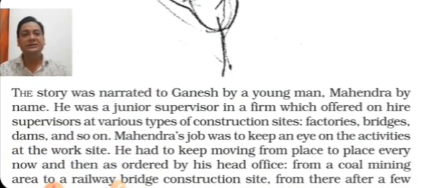The story was narrated to Ganesh by a young man, Mahindra by name. He was a junior supervisor in a firm which offered supervisors at various types of construction sites, factories, bridges, dams, and so on. So here there is a person, Ganesh, and Mahindra is trying to tell a story. The story was narrated to Ganesh by a young man.